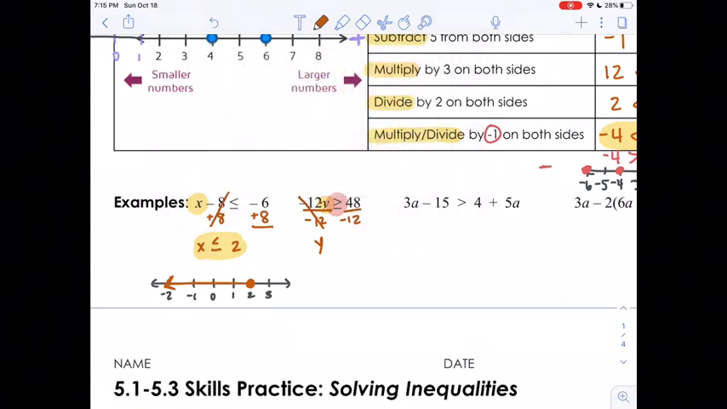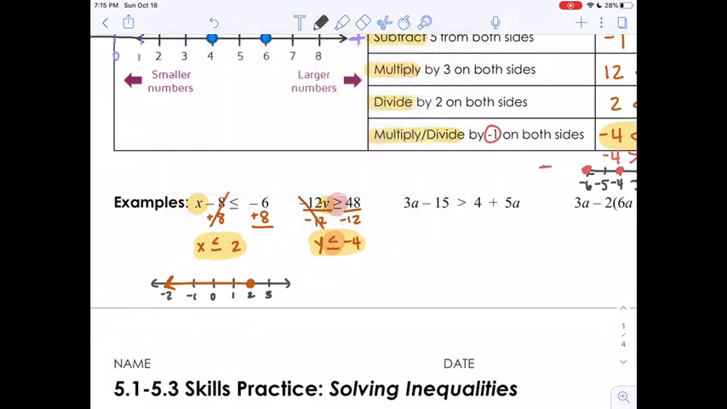So y is not greater than or equal to, y is less than or equal to, and 48 divided by negative 12 is negative 4. So I had to flip the sign. I flipped it to go the other way because it would not be true if I kept it that y is greater than, because I divided by a negative number. So this is the solution. y is less than or equal to negative 4.